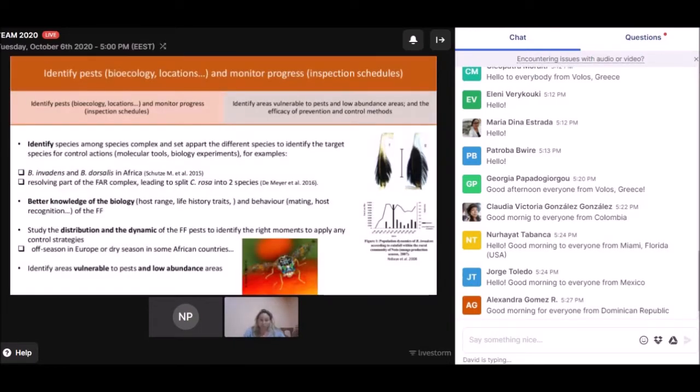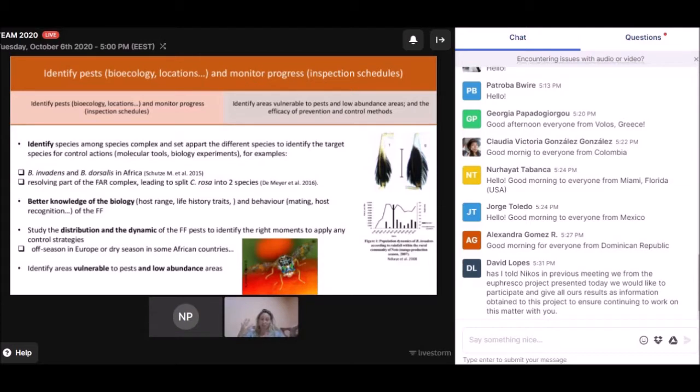It was impossible to summarize everything, so I just stayed very general. For example, why identify pests? Why do we need to know the biology, ecology, and location of these pests and monitor the progress?